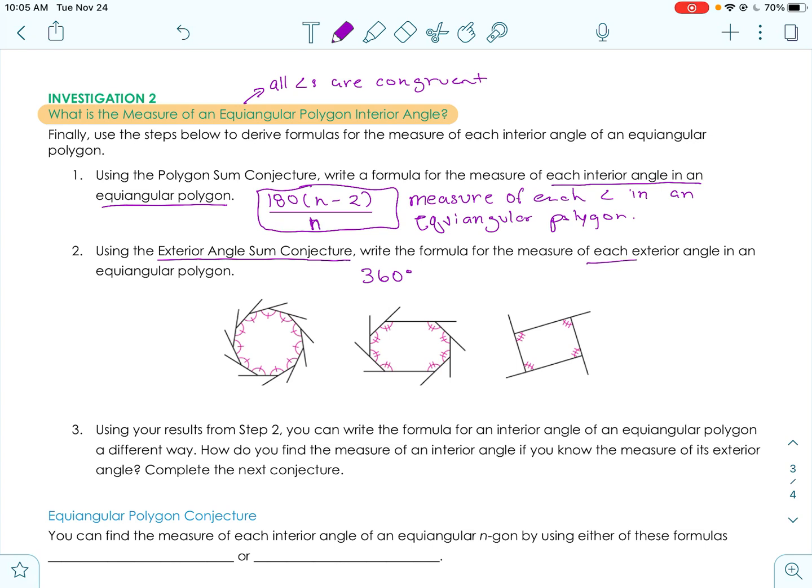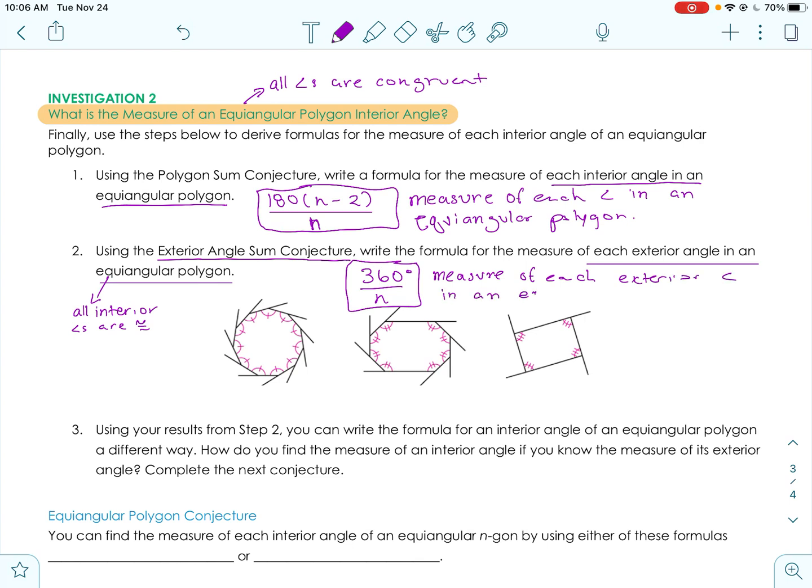Now, if we want to know the measure of each exterior angle in an equiangular polygon, again, if all the interior angles are congruent, that would mean now the exterior angles are congruent. So you would take 360 and divide that by n. And this would be the measure of each exterior angle in an equiangular polygon.